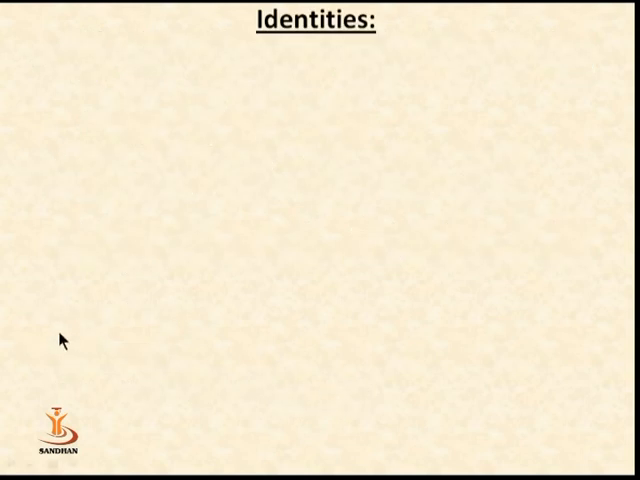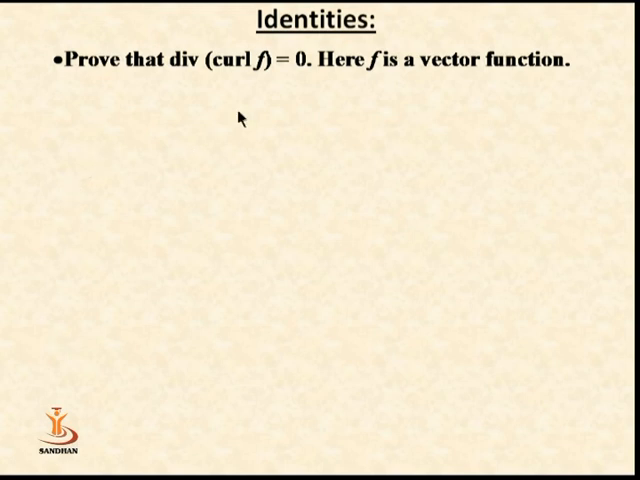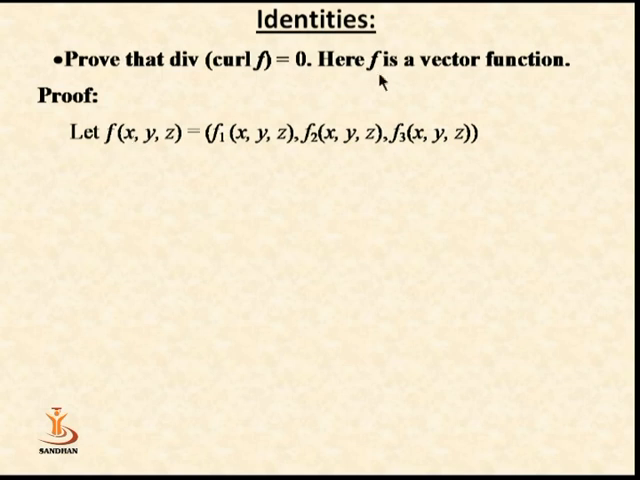Now we prove some identity. First, divergence of curl F is equal to 0. Here F is a vector function because the curl applies only to a vector function. So first we find divergence of curl F equal to 0. First, let the function F be a vector function. So we define F(x, y, z) is equal to f1(x, y, z), f2(x, y, z) and f3(x, y, z) in three dimensions.